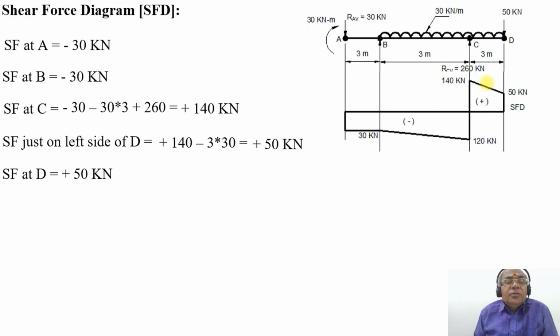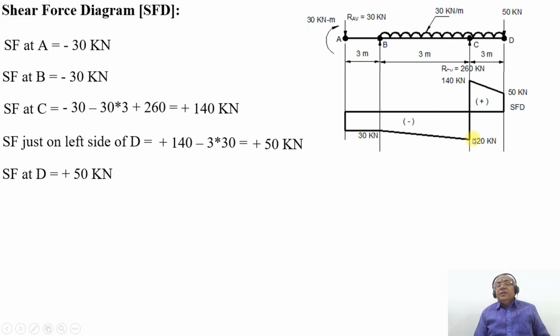So this is how you are going to get this SFD. SF at A is minus 30 kilonewton. Between A and B, it remains constant at minus 30 kilonewton. We don't have the vertical reaction at the point B in the upward direction. So then SF just on the left-hand side of C will be minus 30 into 3, which is minus 90, minus 30, which is minus 120. So it varies from minus 30 kilonewton to minus 120 kilonewton.